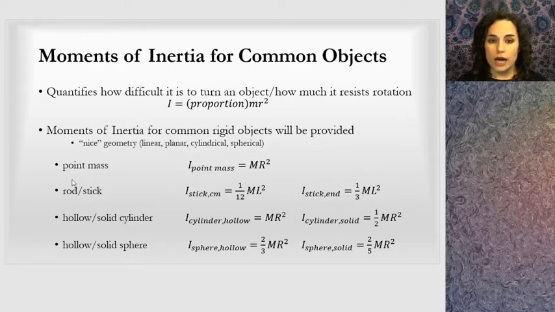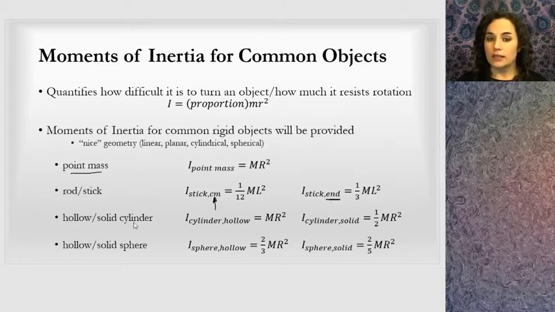One of the most common objects is just a point mass, just hanging out in space, rotating around a pivot point, mr squared. You could have a rod or equivalently a stick. It's called different things in different places. And you can rotate it about its center of mass, or you can rotate it about the end. And you will see a couple of problems that I do that include this.